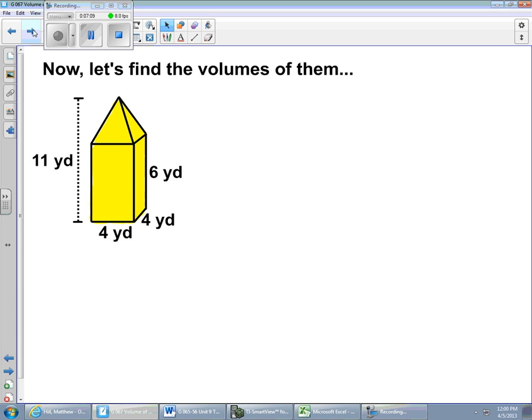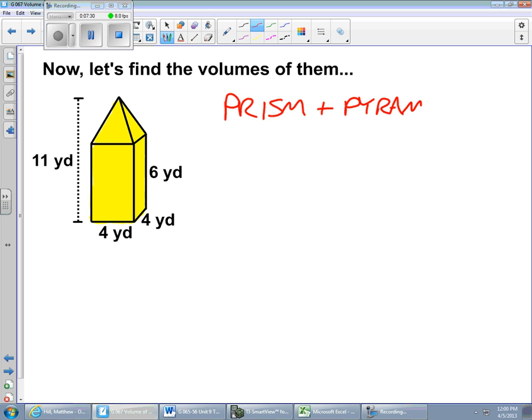Okay, so here is this figure. How did we describe this figure a moment ago? Rectangular, you said rectangular prism plus a rectangular pyramid. Is that what you said? Okay. All right, so that's all right. So that sounds like a good place to start. Prism plus pyramid. Okay. Sounds like an equation to me right there. Okay, and this is volume. Volume equals prism plus pyramid.